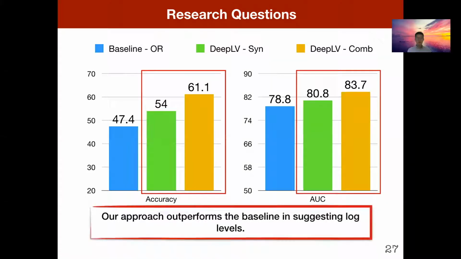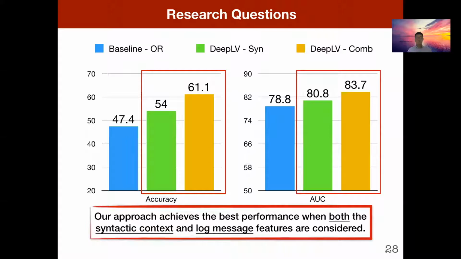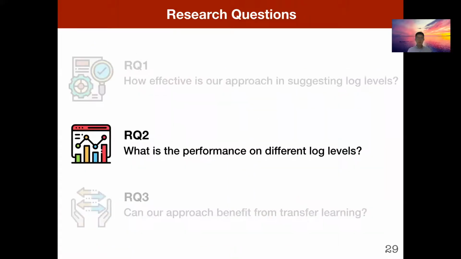From the bar chart, we can see that even if we only use the syntactic context feature to suggest the log levels, our approach can still outperform the baseline. And our approach achieves the best results when both the syntactic context and the log message features are considered. In other words, the combined features has the best results.